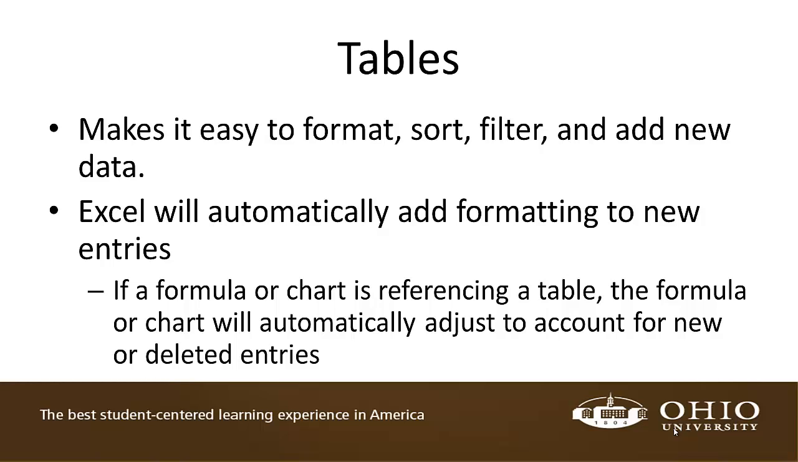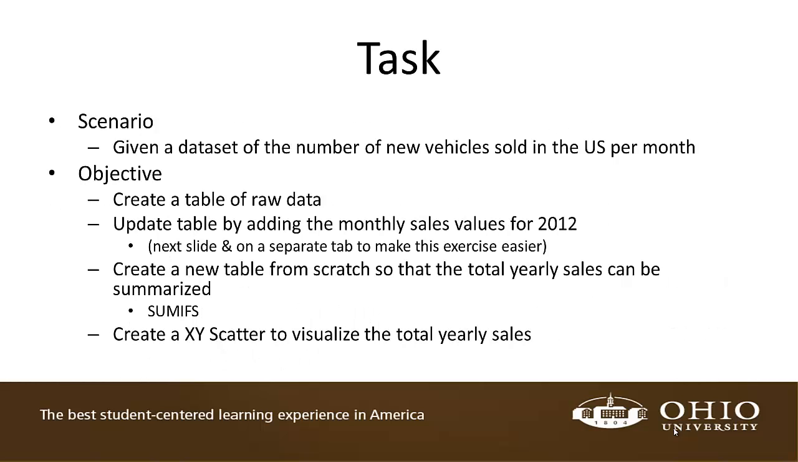So let's go ahead and start talking a little bit about the task at hand in this learning activity. The scenario is basically that we have a data set that is listing the number of new vehicles sold per month in the United States for a number of years. The objective of this learning activity is that I will introduce you to tables, of course. We're going to create a table of the raw data that's presented in the starting file. We're going to update the table by adding new values for 2012.